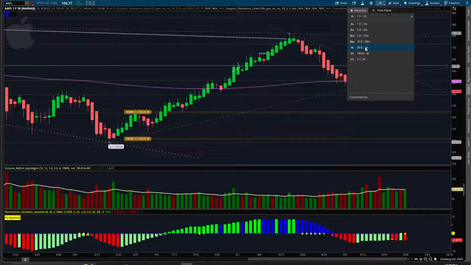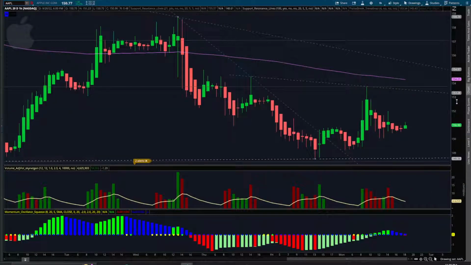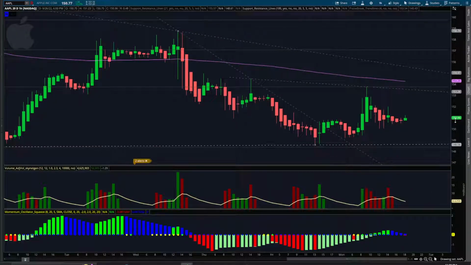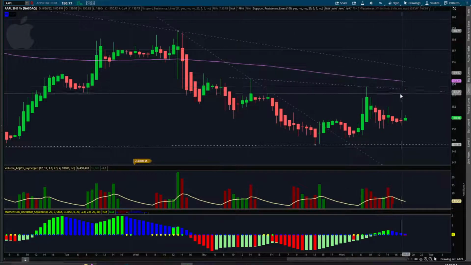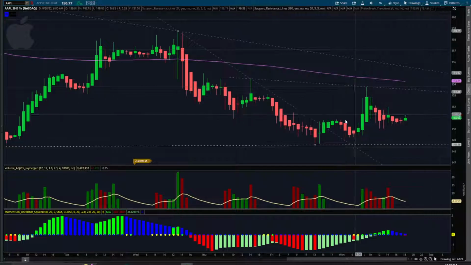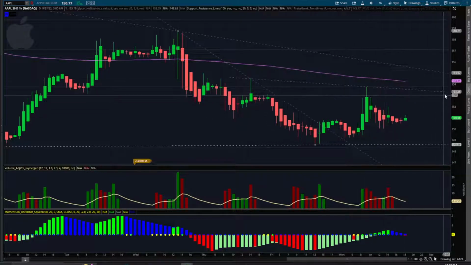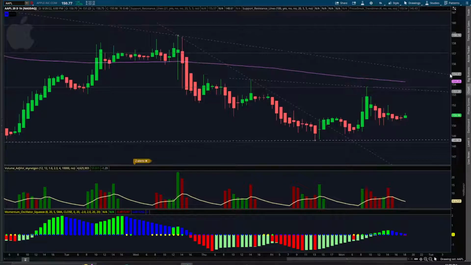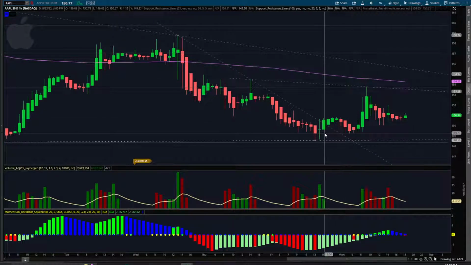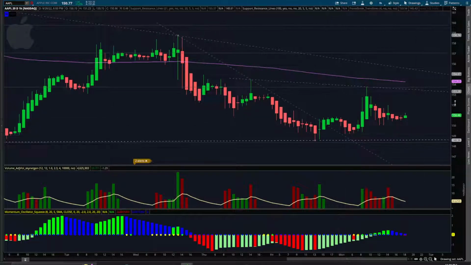If we go here to the hourly on Apple, we have room to that 153. Then we have the 200 EMA. So let's see what sets up tomorrow. I'll set up the setup and the targets if it looks good, and then we'll play them at the open. So be ready to go here.